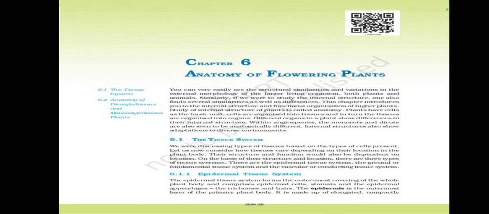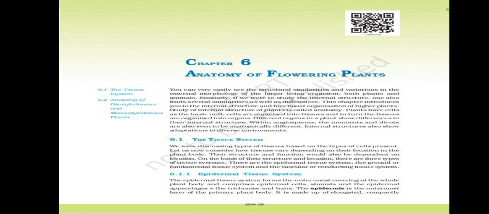The tissue system. We are discussing types of tissues based on the types of cells present. Let us now consider how tissues vary depending on their location in the plant body. Their structure and function would also be dependent on location. On the basis of their structure and location, there are three types of tissue systems. These are the epidermal tissue system, the ground or fundamental tissue system, and the vascular tissue system or conducting tissue system.